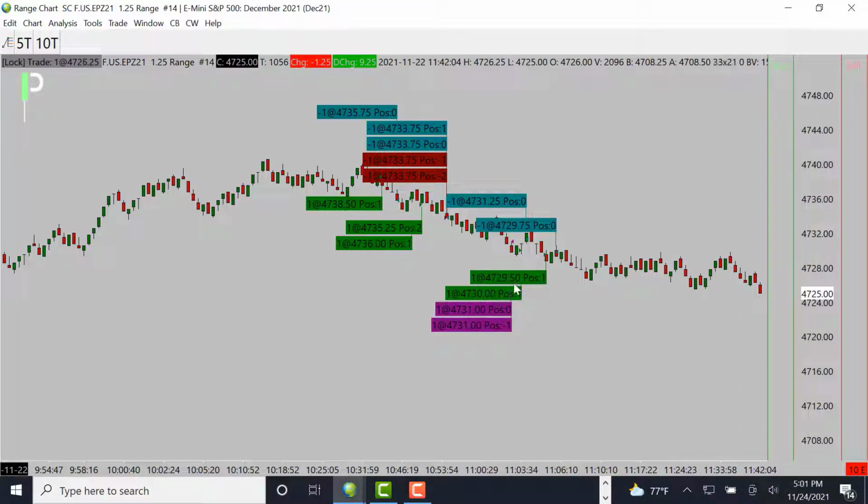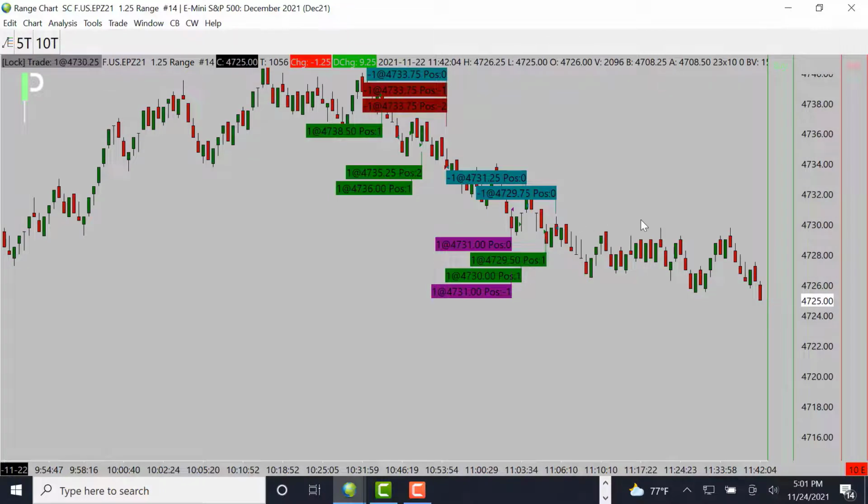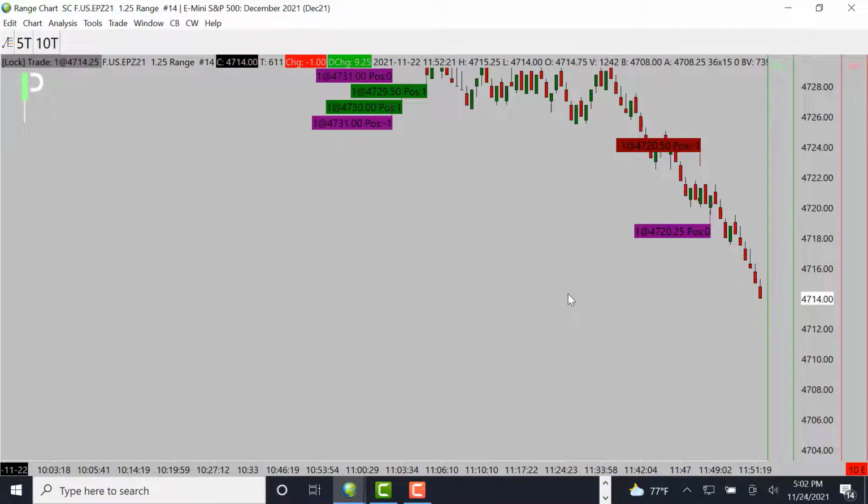And then we had some longs here, 4729.50 into about 4749.75, and then here 4730 into about 4731.25. So decent long trade opportunities, nice short, but we did get stopped out on the first three. It happens, part of trading, you're not going to win them all.